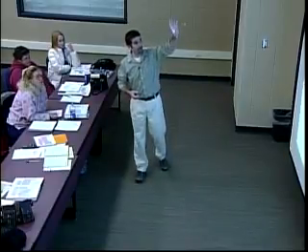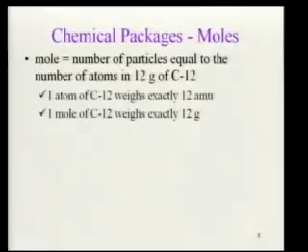Anyways, a mole, how it came about, is it's the number of particles equal to the number of atoms in 12 grams of carbon-12. So if you had pure carbon-12, like on the periodic table, and you had actually 12 grams of it, Avogadro determined that in that sample, don't make me explain the experiment, there would be that many, 6.022 times 10 to the 23rd atoms present.